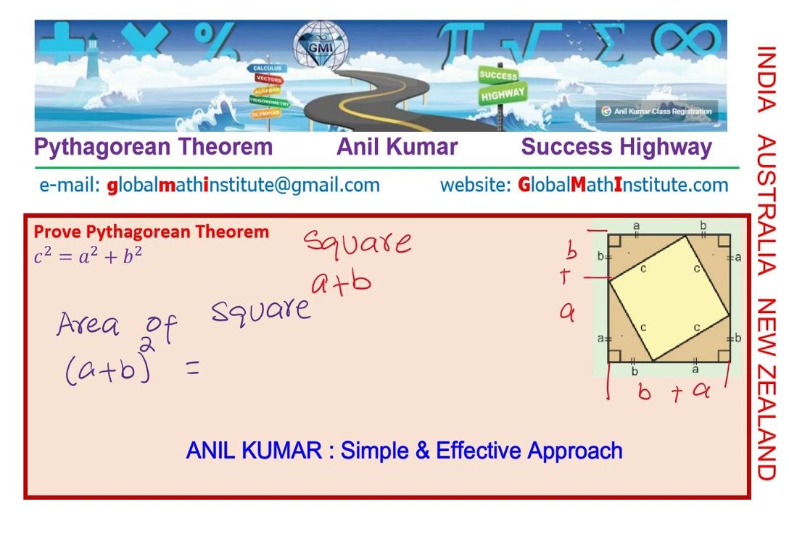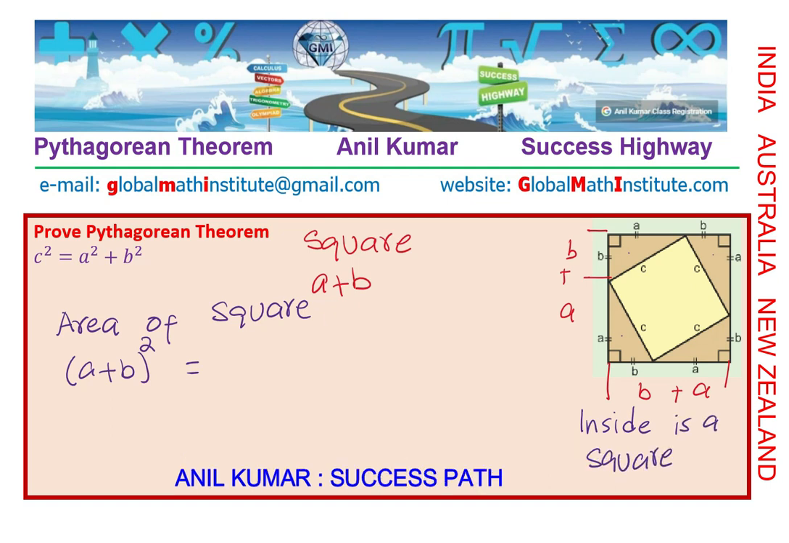Now we need to prove two more things, and that is that the inside is also a square. So that is what we need to prove. But for now, let us say it is a square. In that case, what is the area of this inside? It is c square, right?